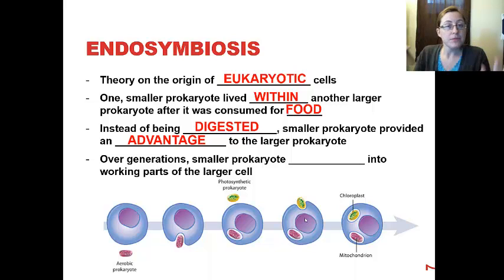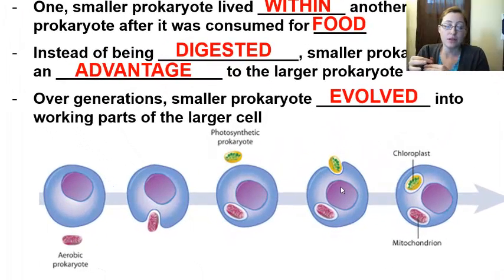And so this happened many, many times over many, many generations, okay? And we're talking many years, a long, long period of time. And eventually what happened is, instead of the smaller prokaryote being its own living thing inside the large prokaryote, it evolved into just being a part, a non-living part of that larger cell.